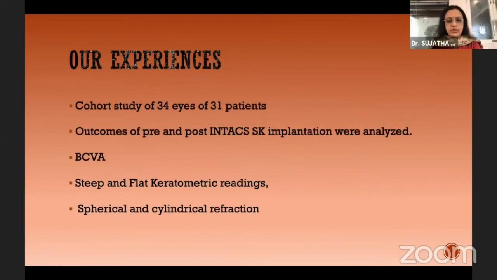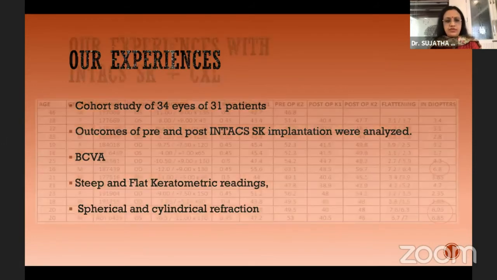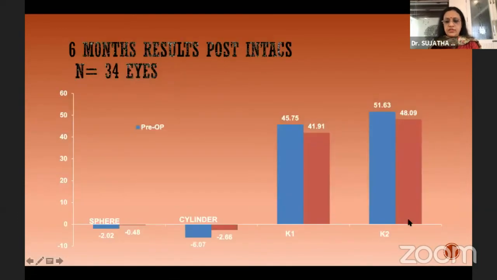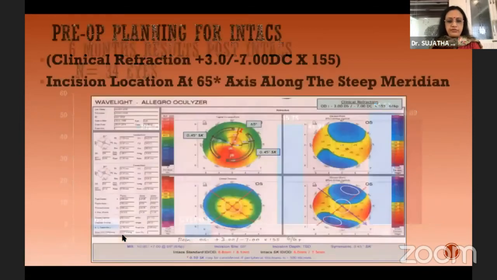So this is one of our PG's theses, which was presented about 3-4 years back. We had 34 eyes of 31 patients who had Intacs. You can see some of them had an excellent response, with dioptric control of 6.95. You can see the cylinder here is minus 6, which has dropped down to minus 2, and the spherical from minus 2 to minus 0.48.